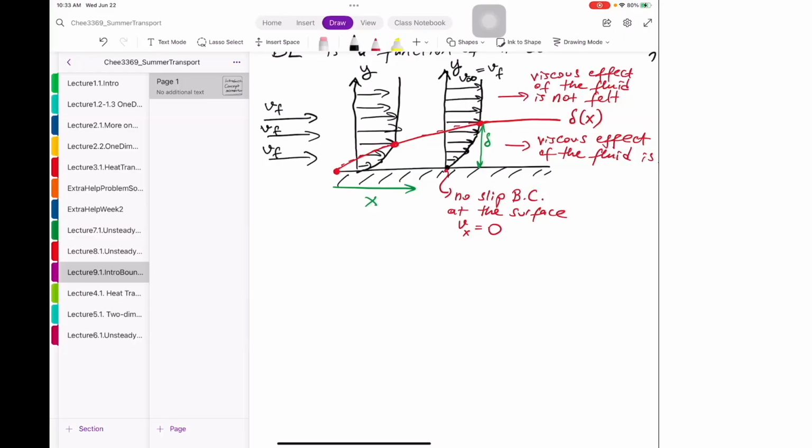Okay, and these lines, you can call them Vx. Each line has the value of Vx, the velocity along the x direction. Okay, is that clear?